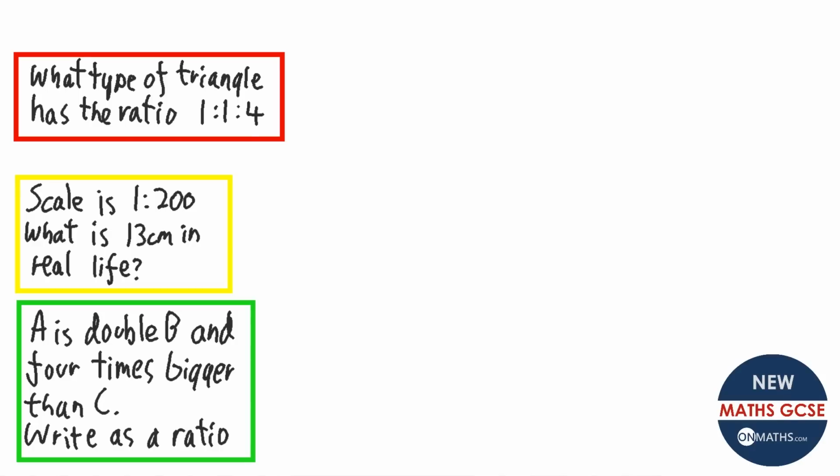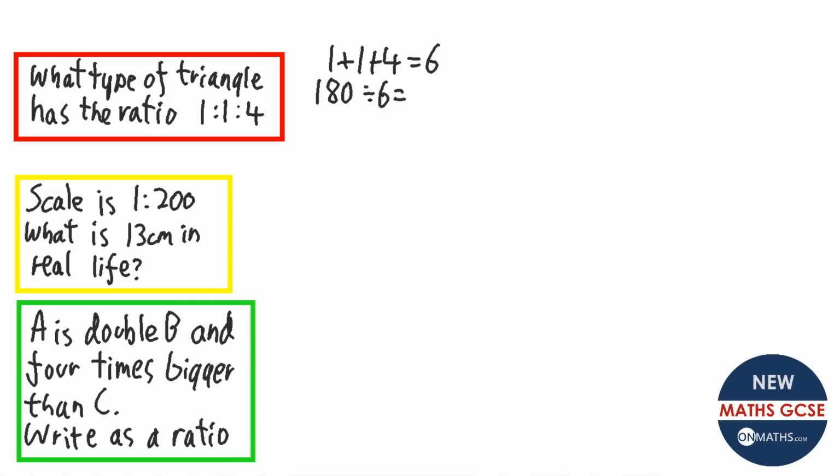Now straight away I notice that 2 of those angles are going to be the same. Each side of that ratio is an angle. But what I can do is work out exactly what the angles are going to be. So business as usual, 1 plus 1 plus 4. Add the parts together and that gives us 6. Then we'll do 180 divided by 6.